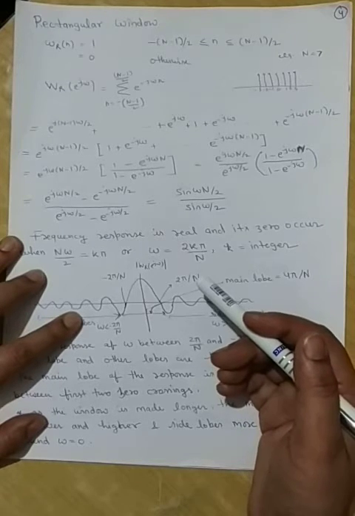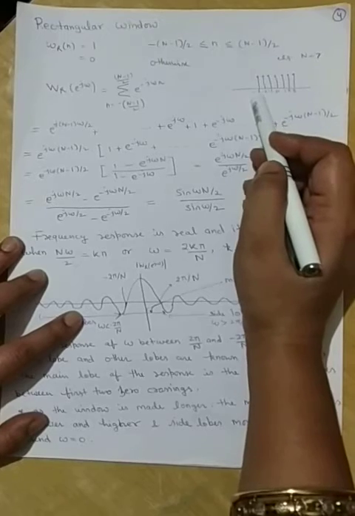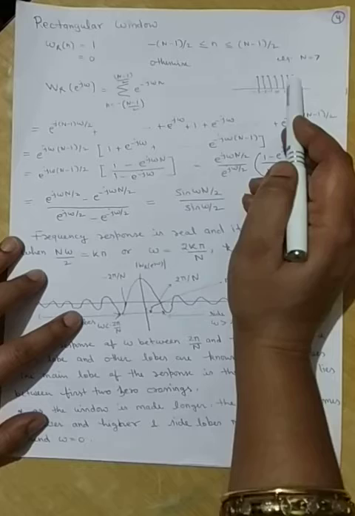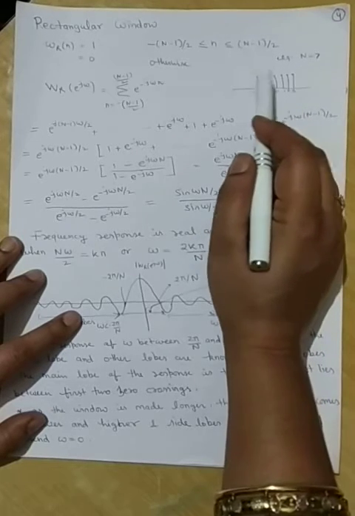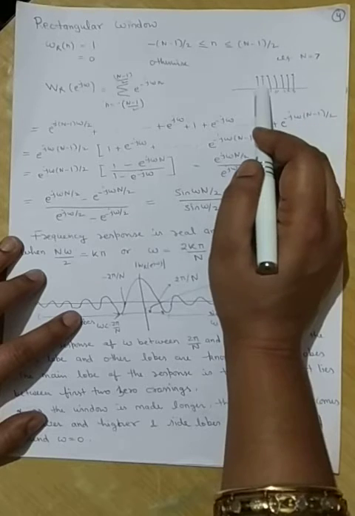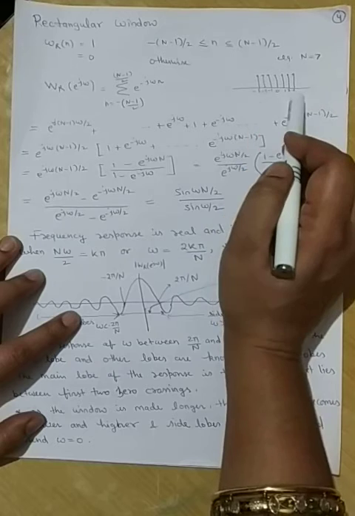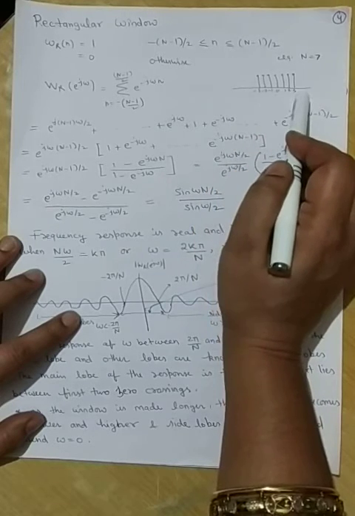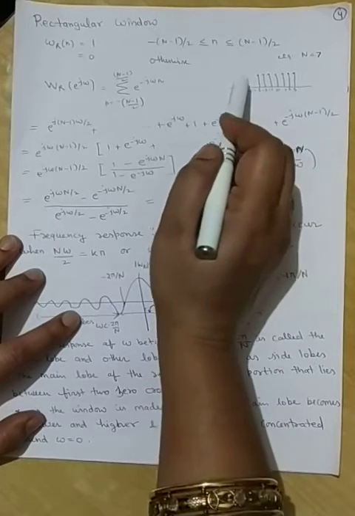So let us suppose we want to design a FIR filter of length 7. That means in this case we have to choose a window size of length 7, meaning the unity samples in the rectangular window must be 7 and the rest should be 0. So here we have taken 7 samples starting from -3 up to 3.